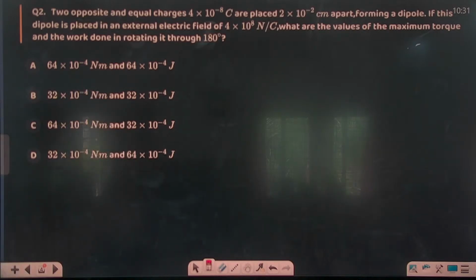Oh, we've already done this. Yes. 32 and 64. 32 and 64.